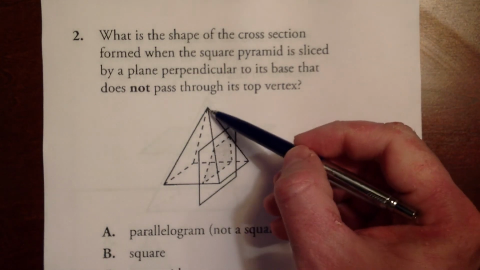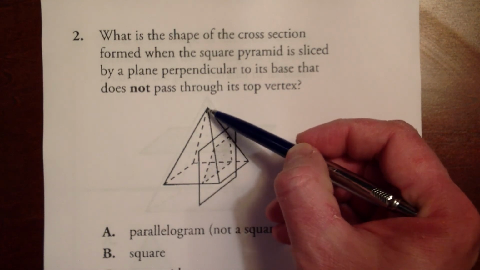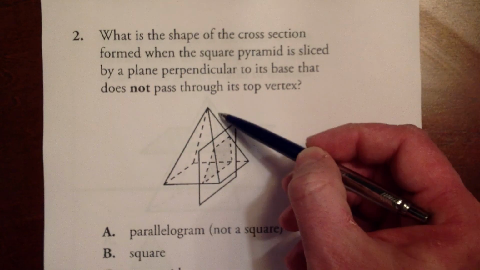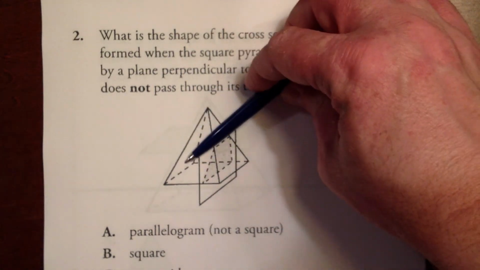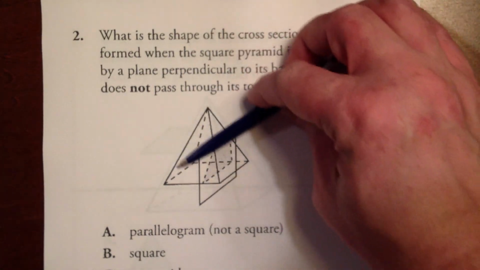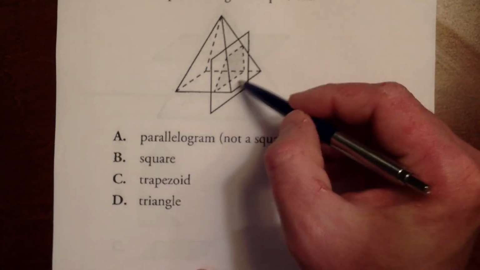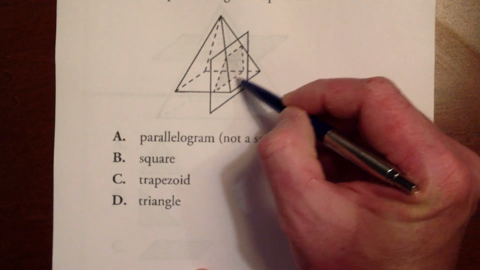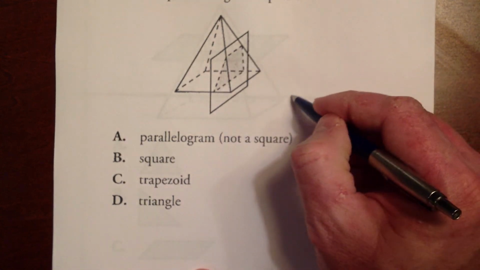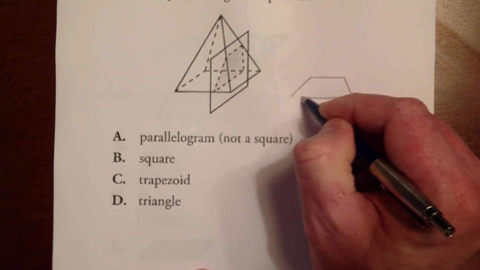And it does not pass through the top. If it passed right through the middle, you might come up with something like a triangle. But this one slices down here toward the right side of it, if you will. Well, we're obviously not going to get a parallelogram. We can see the shape that it makes here. It's going to look somewhat like this.